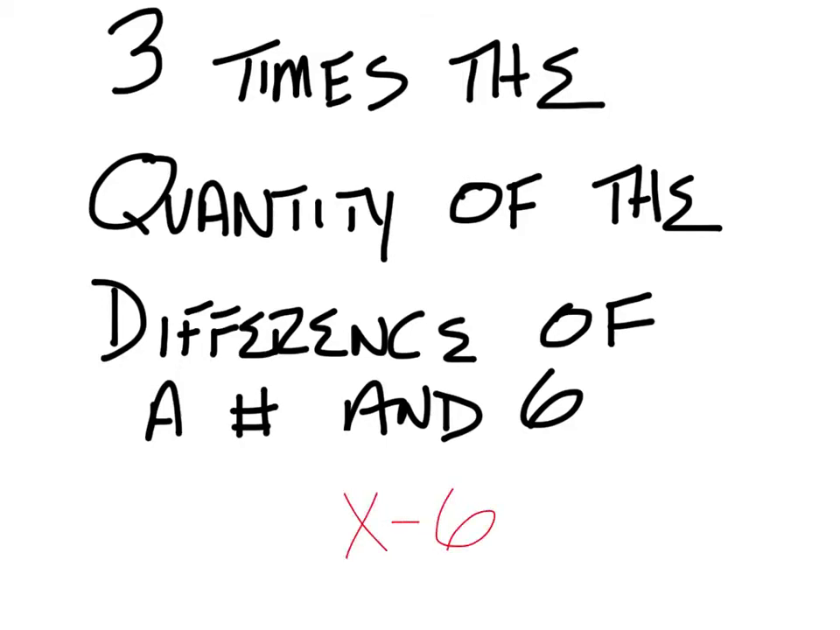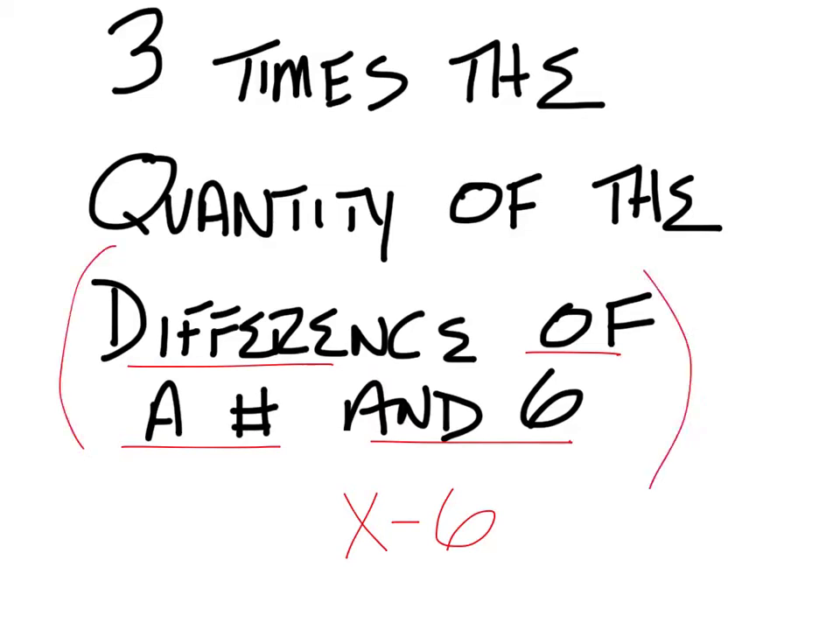Okay, he's right about the x minus 6. There's a difference of a number and 6. X minus 6 is right. What comes immediately before this expression? The quantity. Anytime you see quantity, you're going to have to put 2 symbols around something, and it starts with a P. Parentheses. So the quantity of the difference of a number and 6 means the quantity of x minus 6.